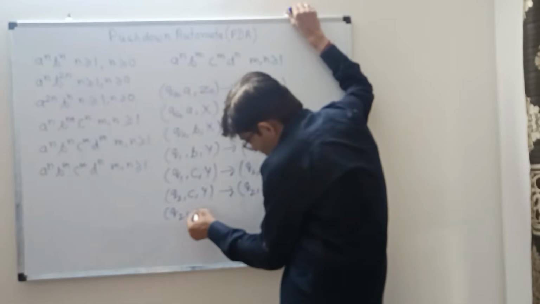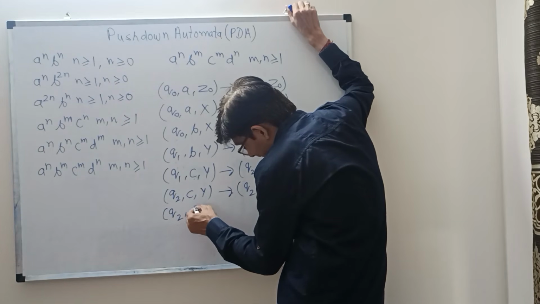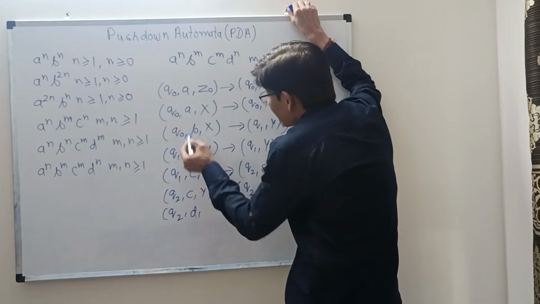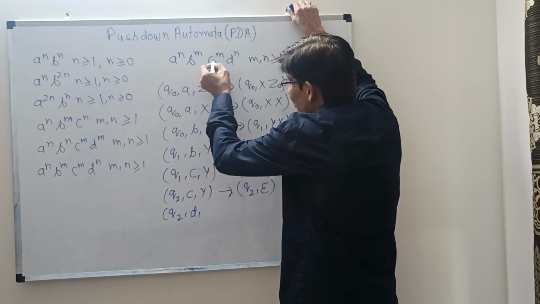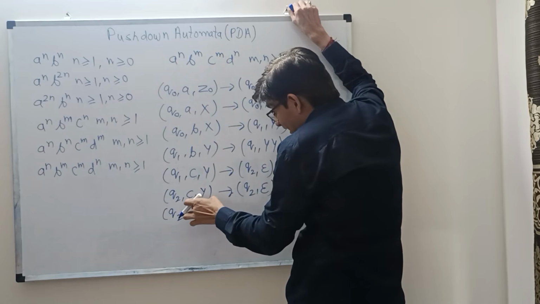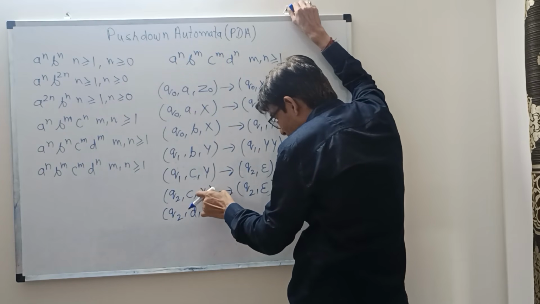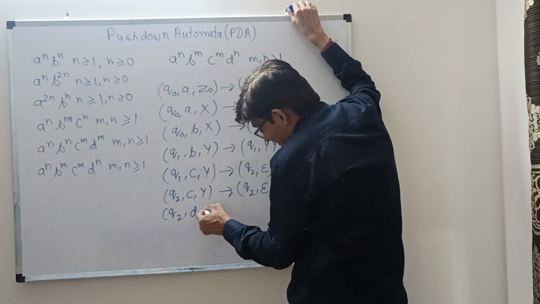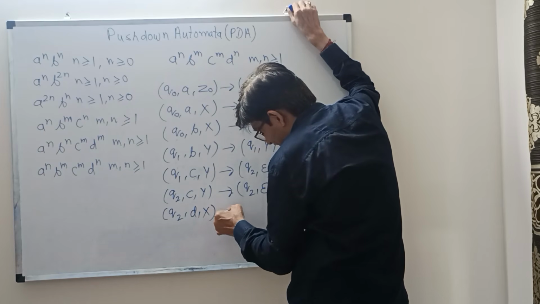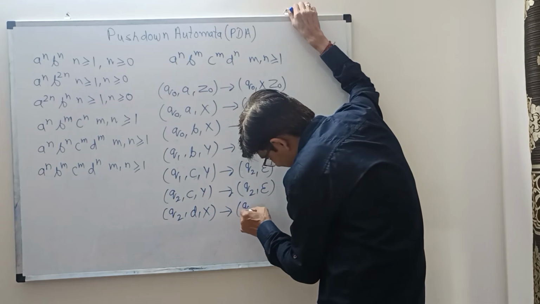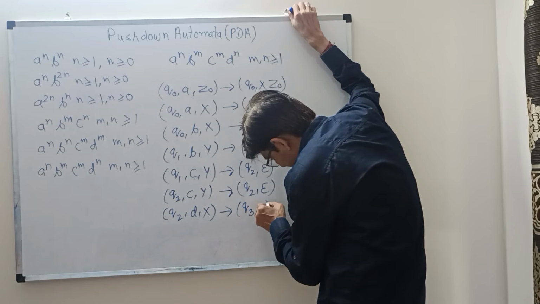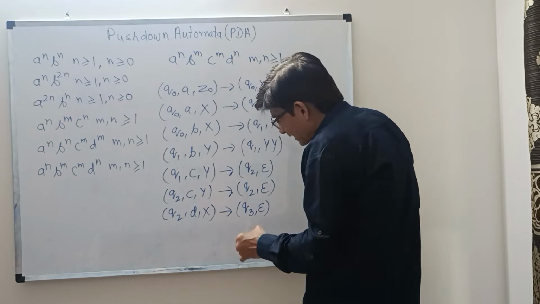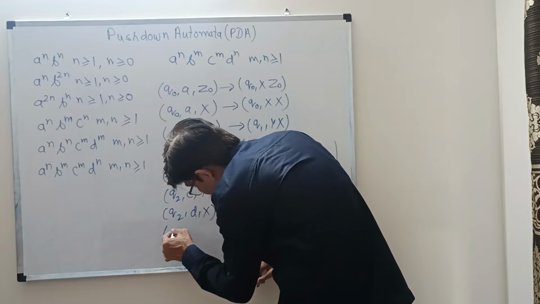Now on Q2 you will start reading D. If the number of B and number of C are the same, then on the first D, all Y's must be removed from the stack. So the stack top must be X for a valid string. In this case, you can change your state and pop this X from the stack. And then on Q3, you can have other D's.